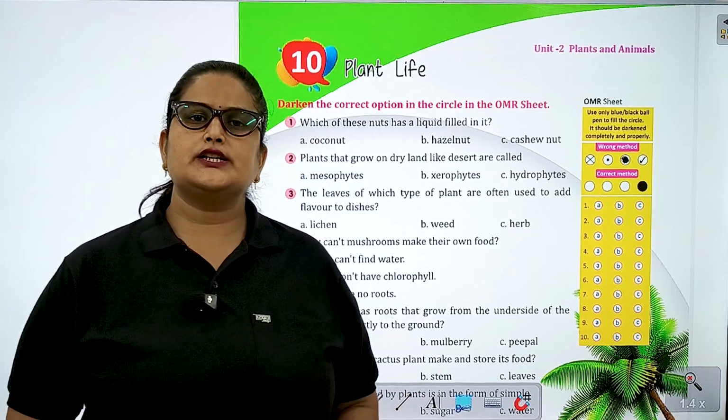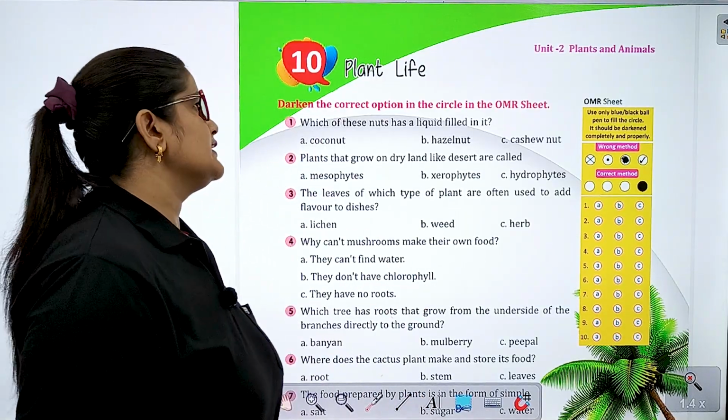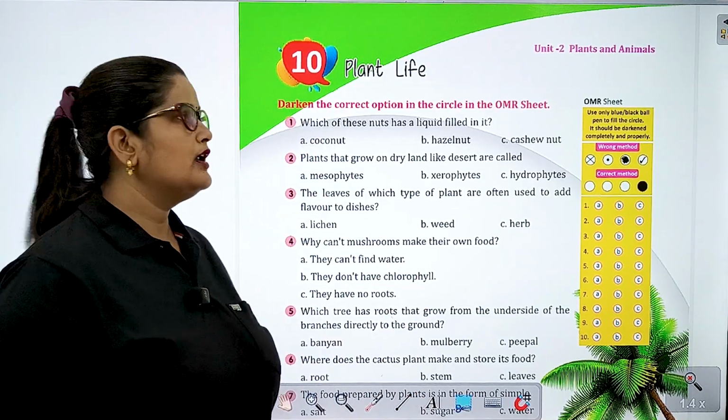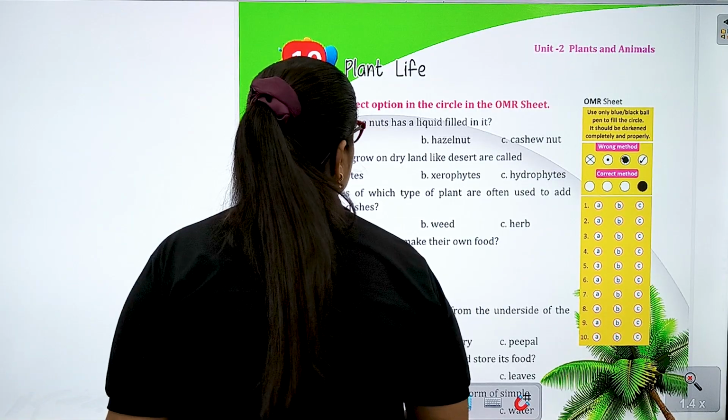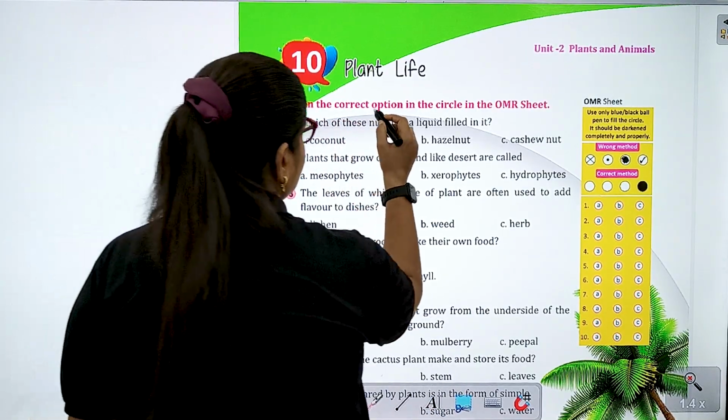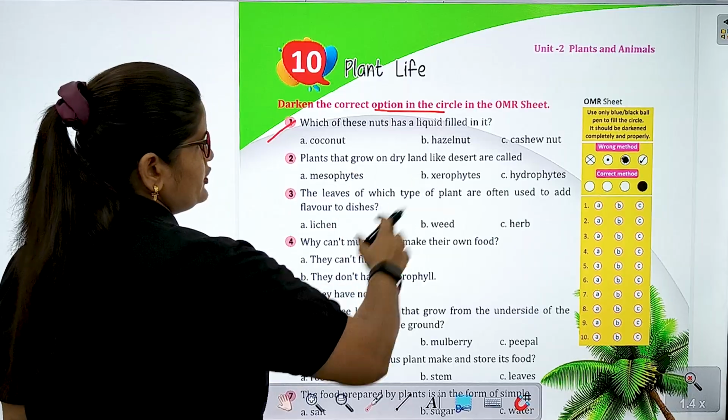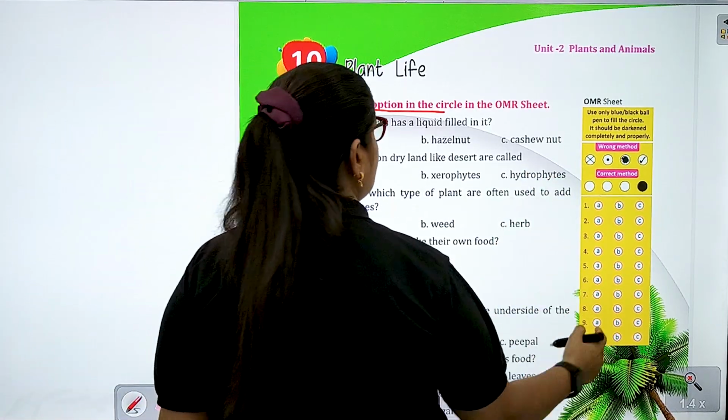Today, let's start GK Unit 2, Plants and Animals, Chapter number 10, Plant Life. Darken the correct option in the circle in the OMR sheet. So, I will tick the questions, the MCQs, here. You will fill this in yourself.